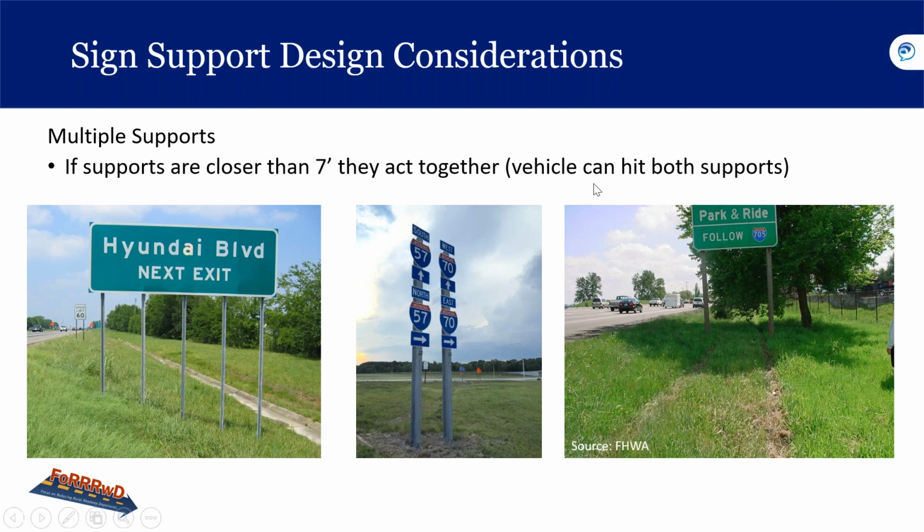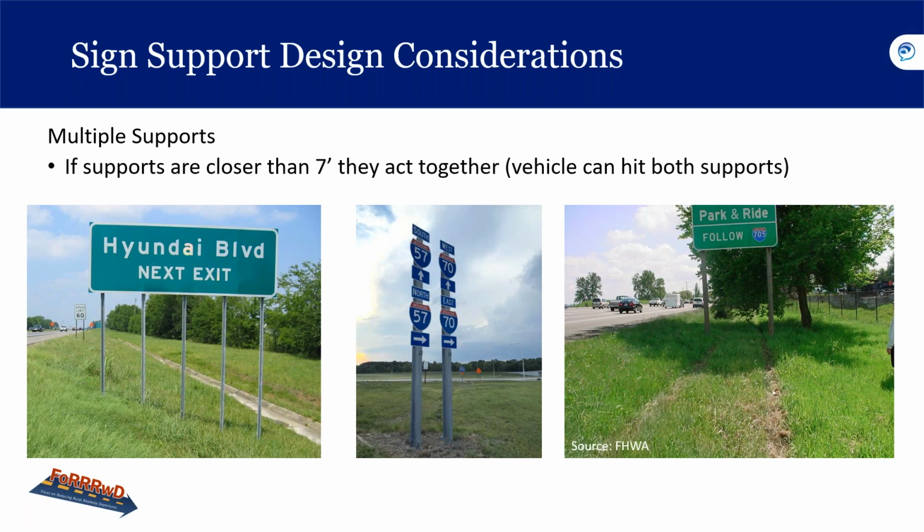Then we have some more pictures here. Signs with multiple supports. If supports are closer than 7 feet, they act together. So large signs usually have multiple supports. If the posts of a multiple support structure are within 7 feet, then there's a likelihood that more than one post will be hit in the same event.